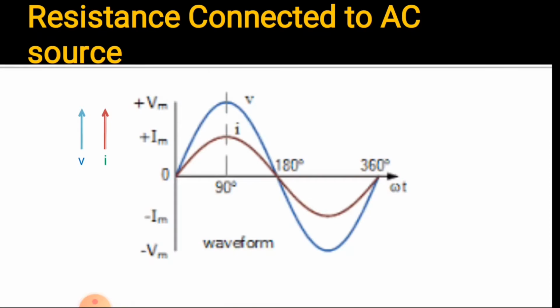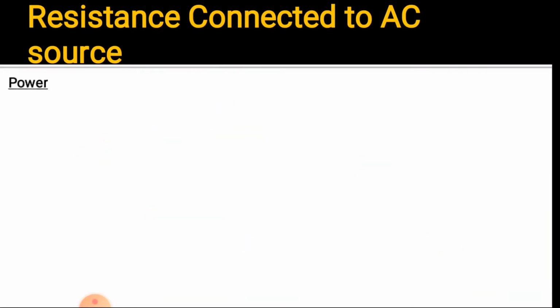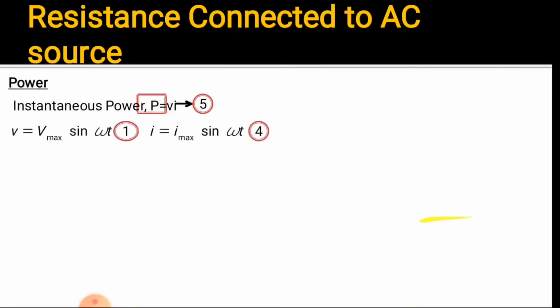Then coming to the power, the power consumed in the resistive circuit at any instant is equal to the product of the voltage and current at that instant. Therefore, instantaneous power p = v × i. Let it be equation number 5. Substituting the values of v and i from equations 1 and 4, we get p = Vmax sin ωt × Imax sin ωt. Rearranging, p = Vmax Imax sin²ωt.